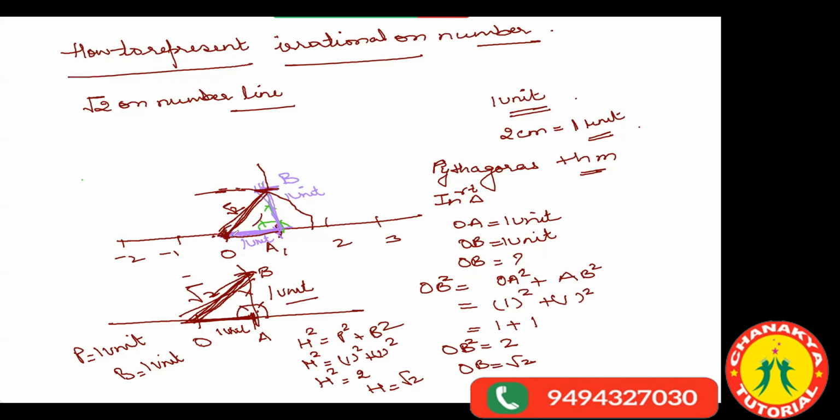Right? Now again, your compass will remain at O point only. Then draw a semicircle, or you can say arc, like this. It will intersect the number line before 2. See? And this point will be root 2 only. Clear?